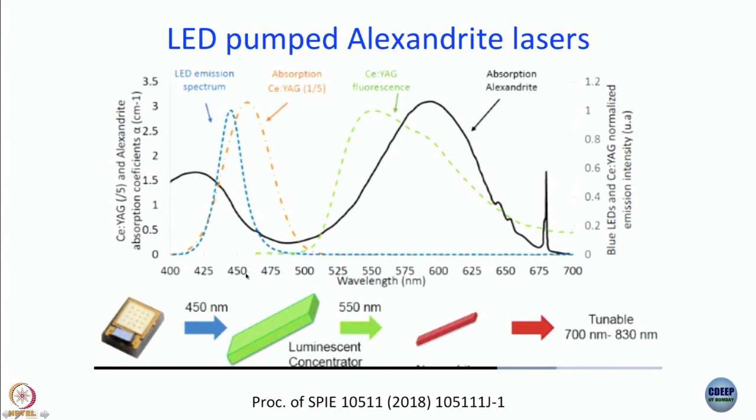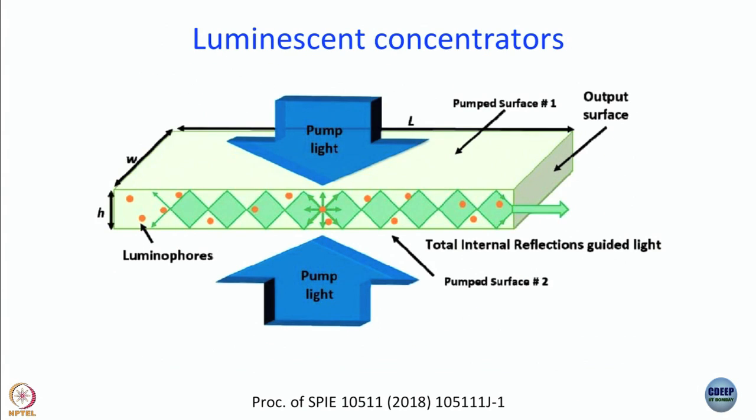So, what we said is that you have these 450 nanometer emitting LEDs that are used to build luminescent concentrators. Before going further, let us talk about what luminescent concentrators are. Once again, this is not a very new idea. It has been around for a long time, and it is a popular research topic for materials chemists, material scientists. The idea is this: you have a solar cell.